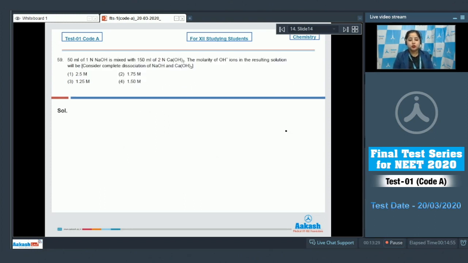Moving to the next question, students, which is question number 59. Let's read the question. 50 ml of 1 normal NaOH is mixed with 150 ml of 2 normal calcium hydroxide, that is Ca(OH)2. The molarity of OH ion in the resulting solution will be? Students, for this question the formula used is N1V1 plus N2V2 is equal to N3V3. N3V3 represents the resulting solution of NaOH and calcium hydroxide, and N1V1 represents NaOH and N2V2 represents calcium hydroxide.